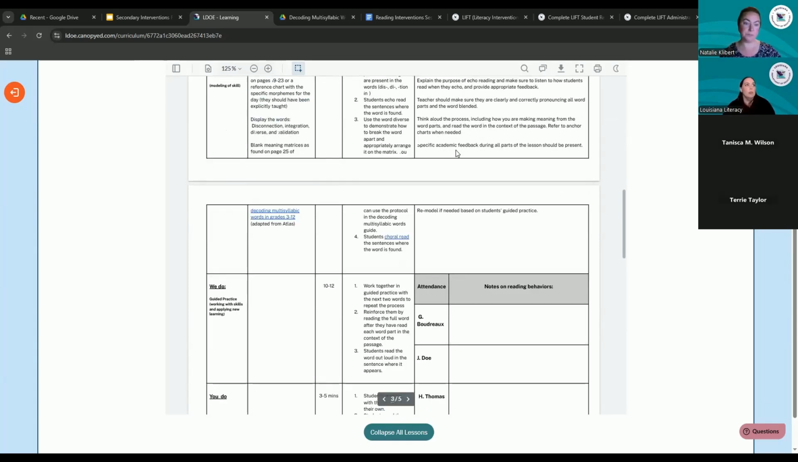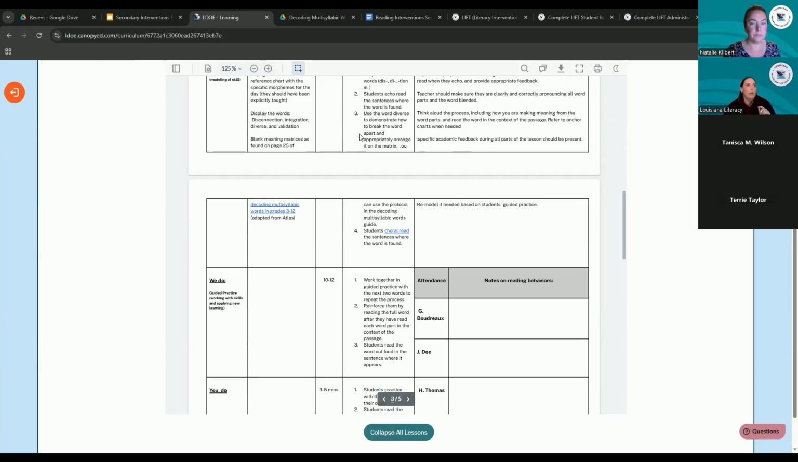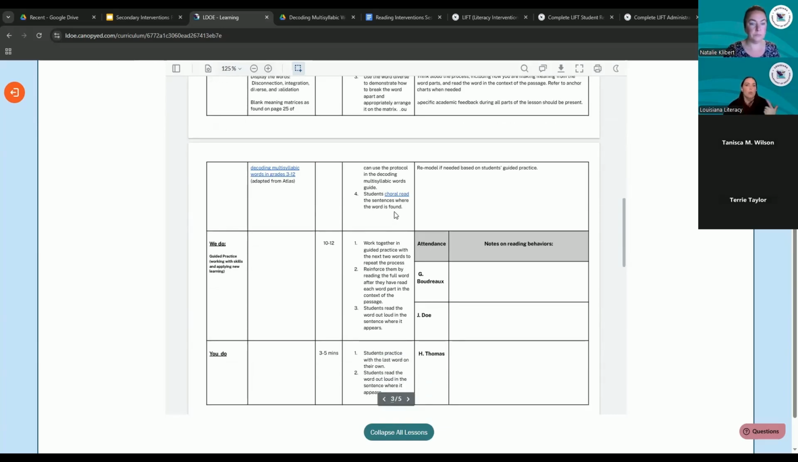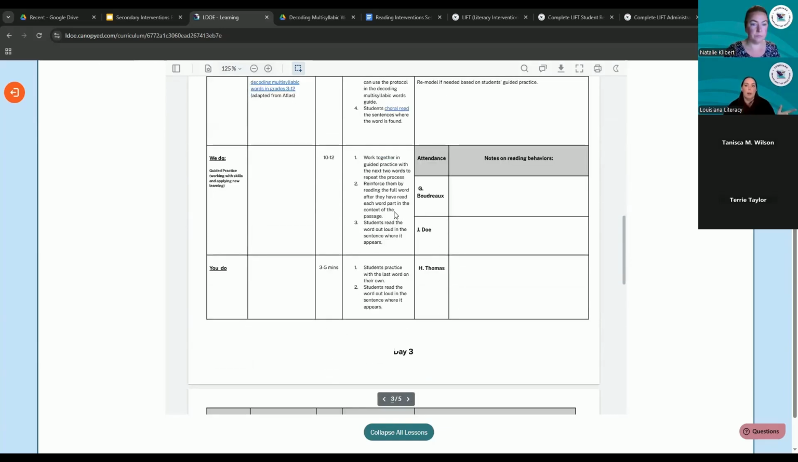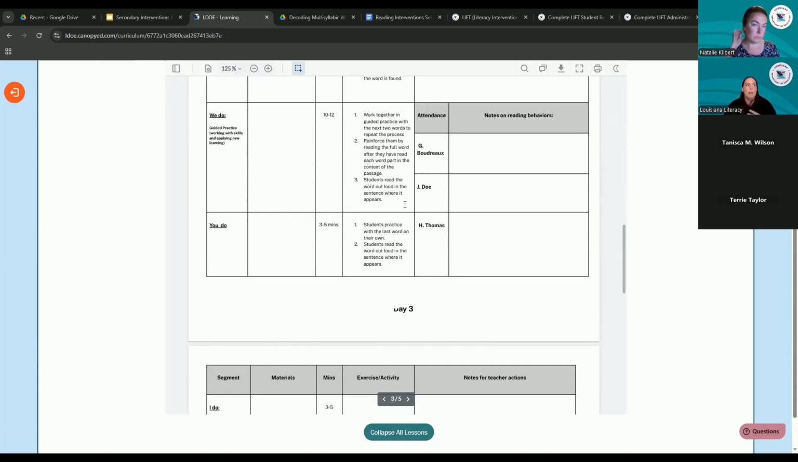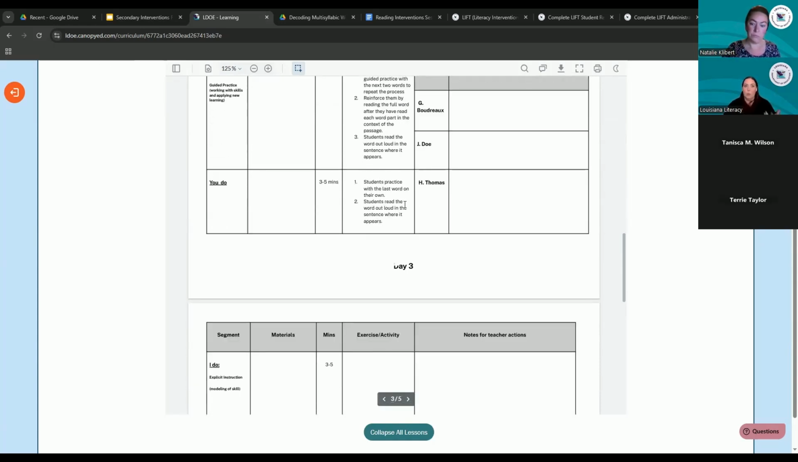And then I will demonstrate how to break the word diverse apart through a morphology matrix, which is also in that multisyllabic guidance with the first word that's diverse. And then from there, they'll do the same thing they did where they'll choral read it at the end. And then I'll have them do the guided practice with the next 2 words, and then independent practice with the very last word, doing morphology work.